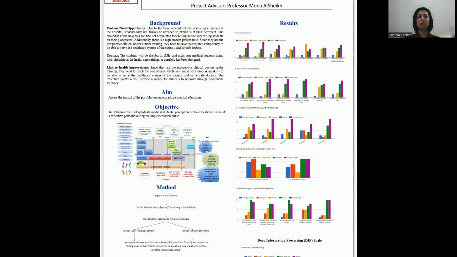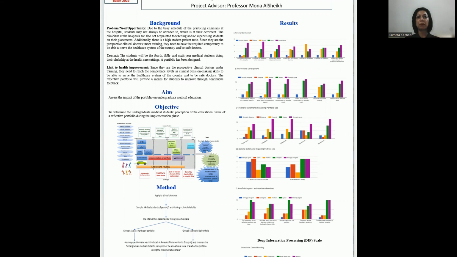In terms of the results, for their personal development, most of them agreed that it helped them in their personal development by increasing their awareness of their strengths and weaknesses, develop independent learning, value lifelong learning, improve their self-esteem, confidence, and develop the responsibility for their own professional development.